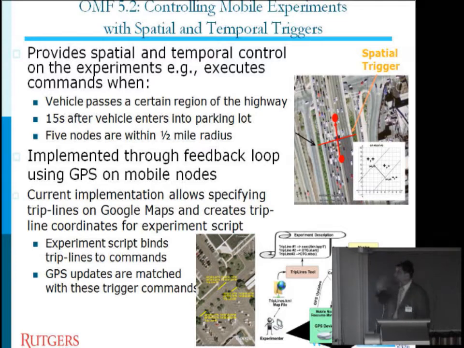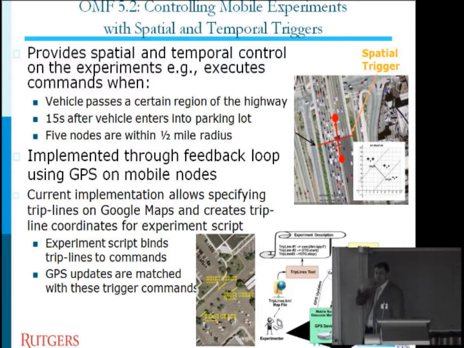So, for instance, if a vehicle passes a region on a highway, in other words, if I create a coverage region around a section of the highway, that will trigger the event that the control framework will interpret and execute a piece of code that's associated with that spatial trigger.